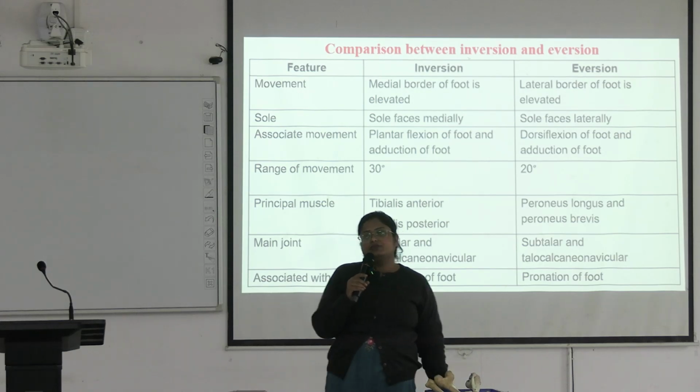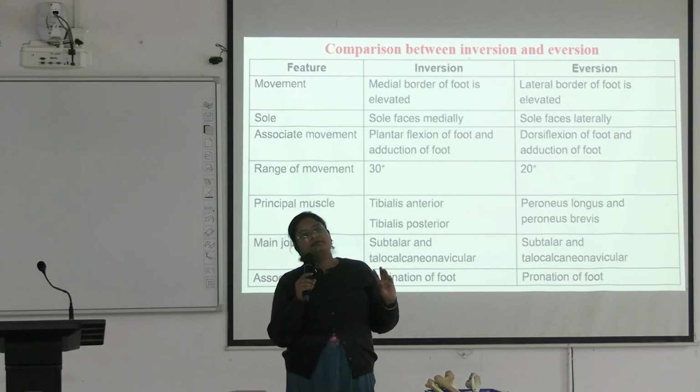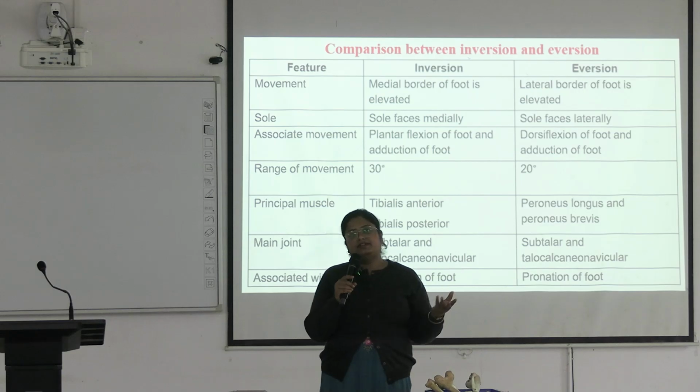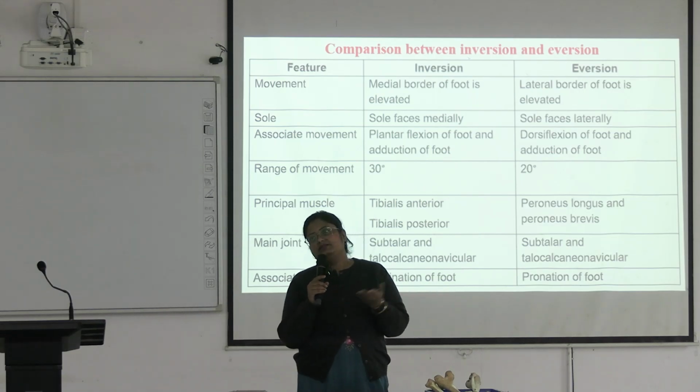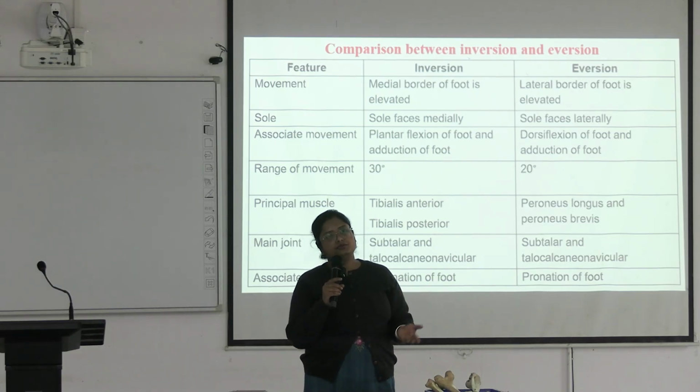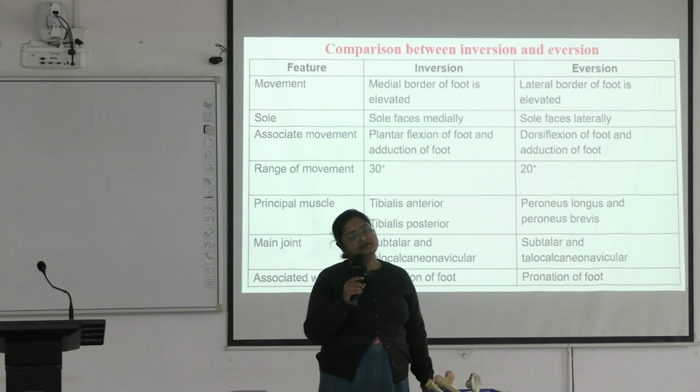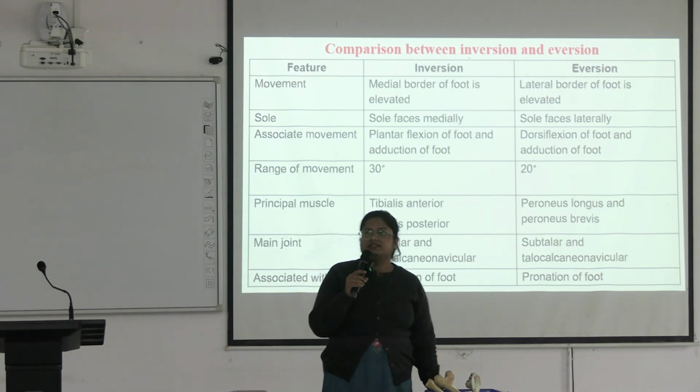Okay, so the knee joint is a complex type of synovial joint. Complex because it has a cartilage plate which divides the joint into two compartments. That's why it is a complex type of synovial joint.